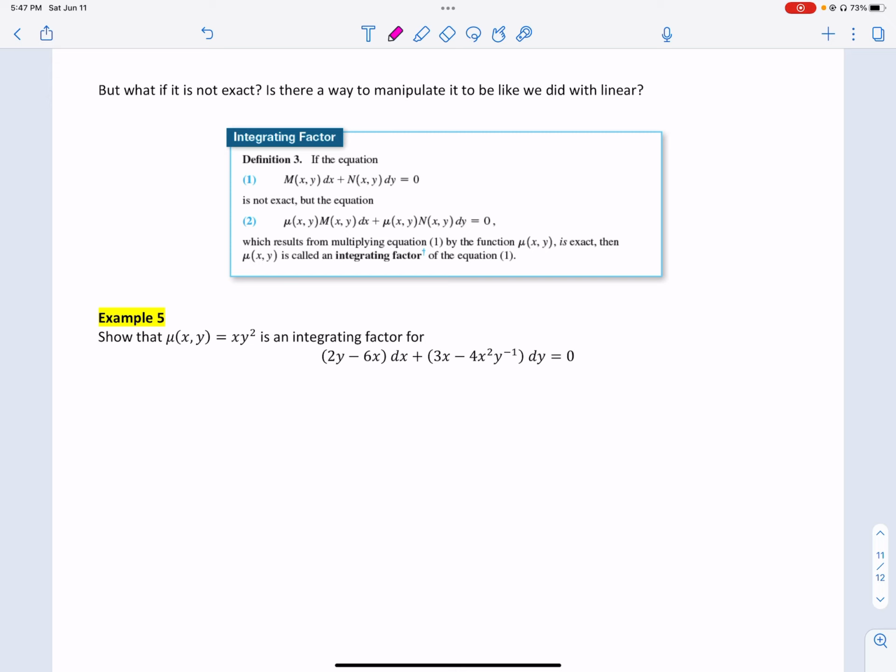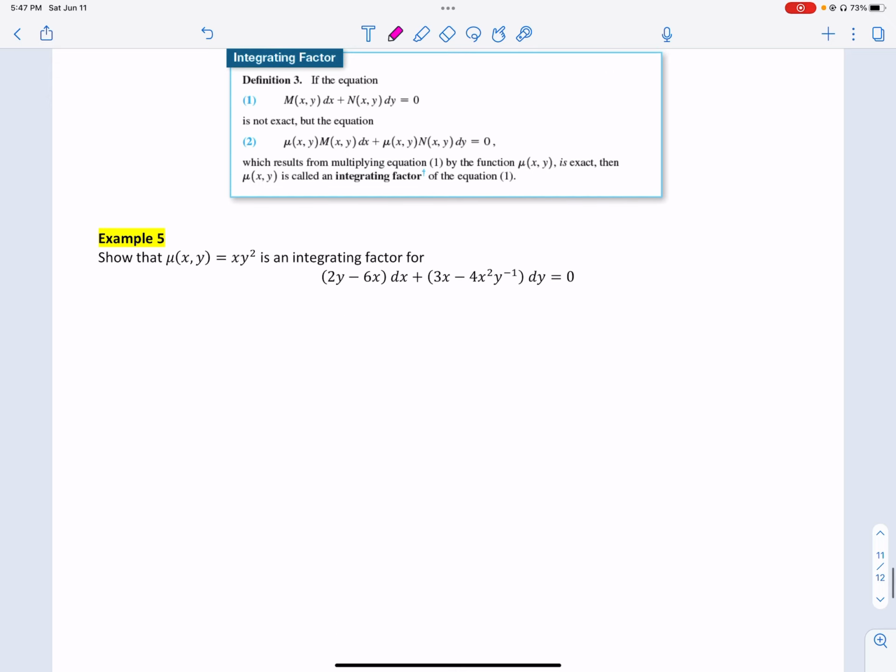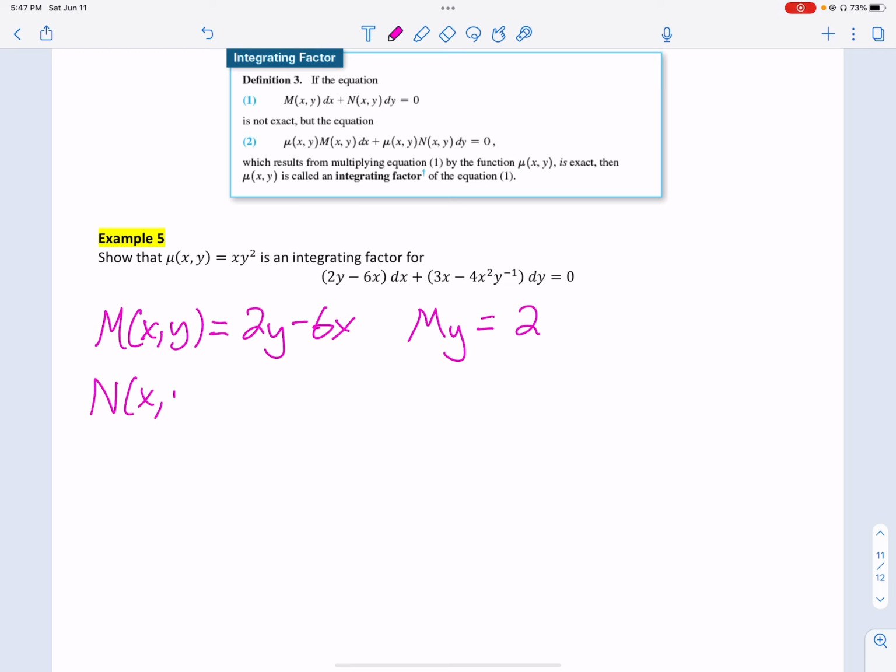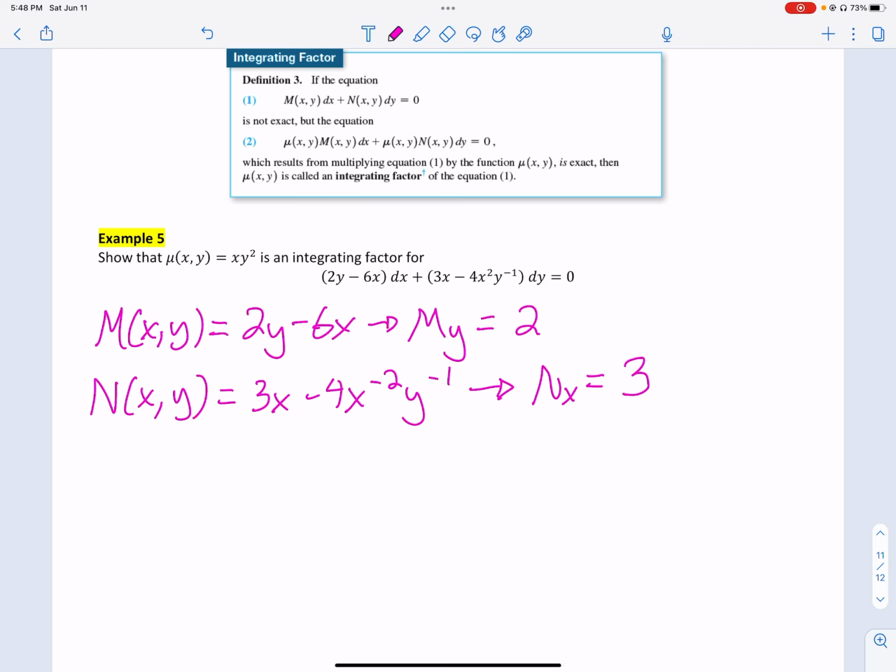So we're going to show that this mu in example 5 down here is an integrating factor. First, M_y, where M is 2y minus 6x. If I take the partial with respect to y, we get 2. Then N_x, where N is the other function in front of dy, 3x minus 4x^(-2) y^(-1). If I take its partial with respect to x, the other variable, I get 3 plus 8x^(-3). It's definitely not exact, right?